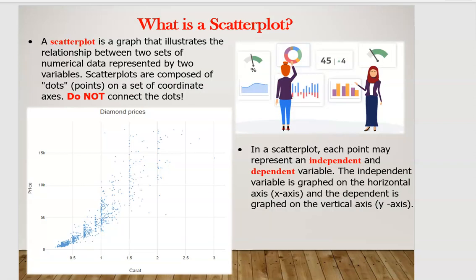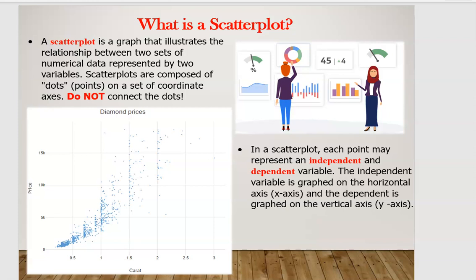So to get started, a scatter plot is a graph that illustrates the relationship between two sets of data represented by two variables. Scatter plots are composed of dots, or what we call points, on a coordinate plane. And we don't actually connect the dots.